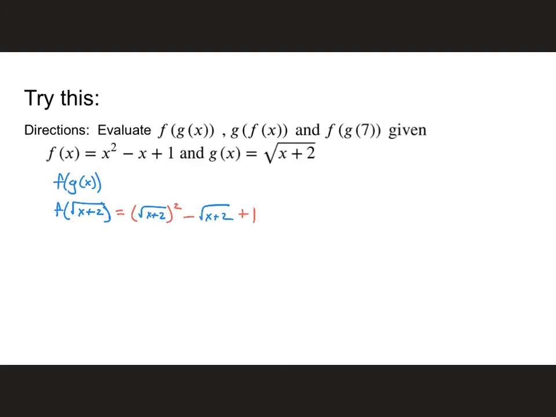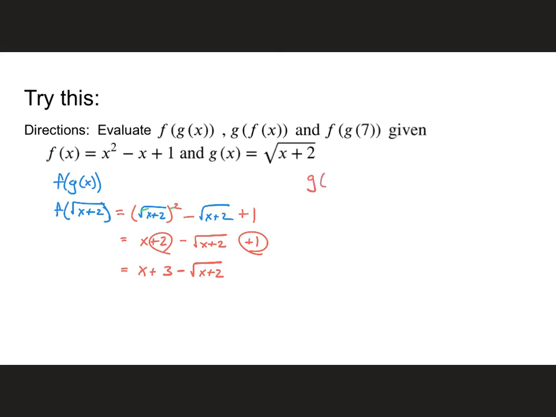So I do want to do some math though. For example, I know this squared and this square root cancel each other out. So that'll give me just x plus 2. Can't do anything with this minus the square root of x plus 2. But I can, with this plus 1, combine my like terms. So my final answer is going to be x plus 3 minus the square root of x plus 2. That's pretty much all there is to f of g of x. Let's do the next one.